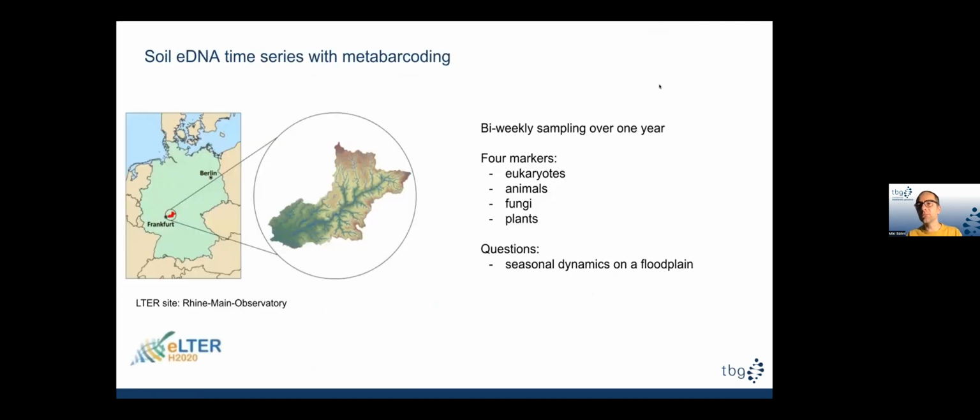But as a small introduction to the time series, I want to show very few results from a soil eDNA metabarcoding study, which we are also doing to generate environmental DNA time series. This is a study that we recently performed in the Rhine-Main Observatory, which is an eLTER site very close to Frankfurt.